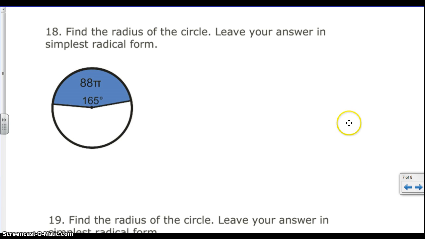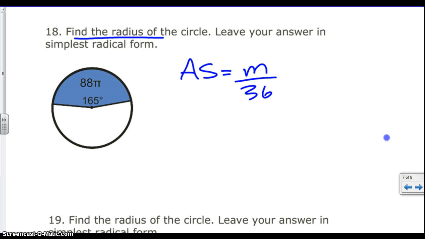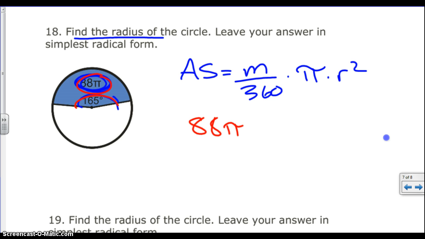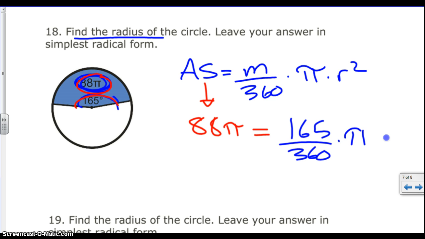Here we move on to the next one. Like the arc length problems, they can give you some information and you have to work backwards. This one is saying find the radius. So let's write our formula again. AS equals m over 360 times pi r squared. Now, if you look, they actually gave us the area, which is that 88 pi. And then they gave us the angle of 165. So for AS, we're going to plug in the 88 pi because that's the area of the sector. The m is going to be 165 because that's the angle, over 360 times pi r squared.